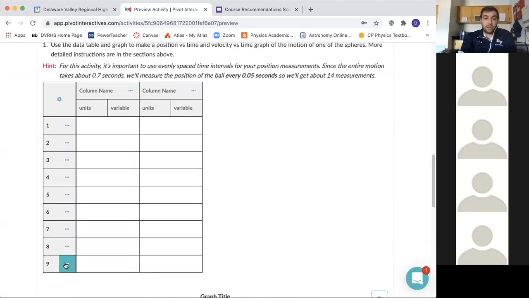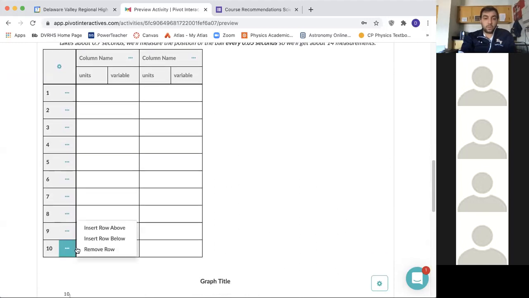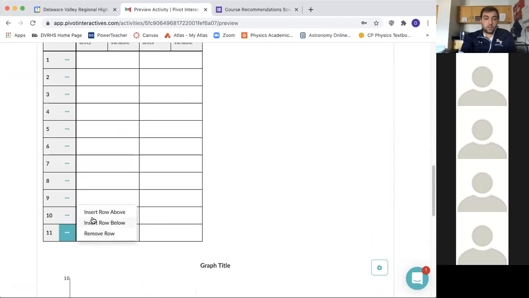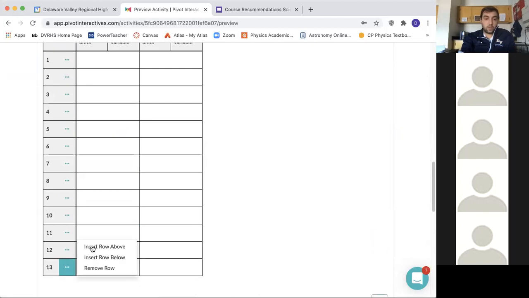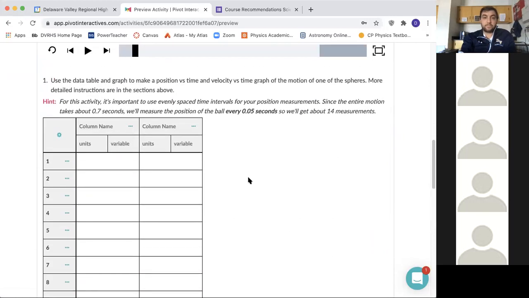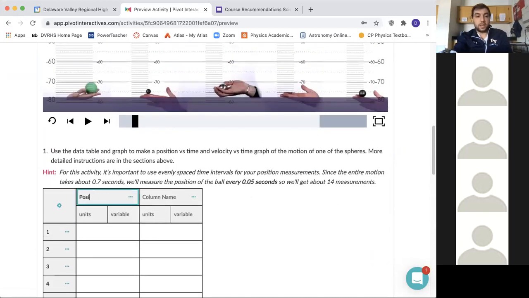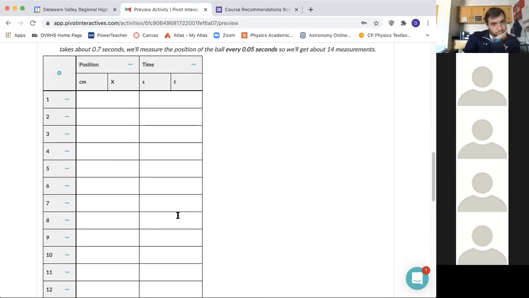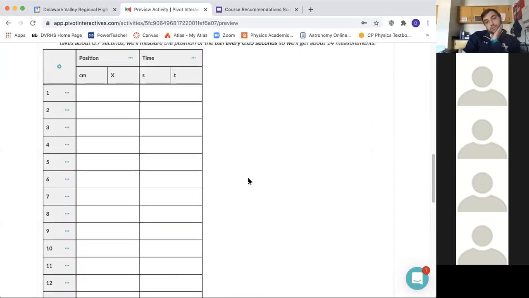So I want everybody to do that right now. And there are my 14. I want you to name this column position and this one time. Fill in your correct units and variables.